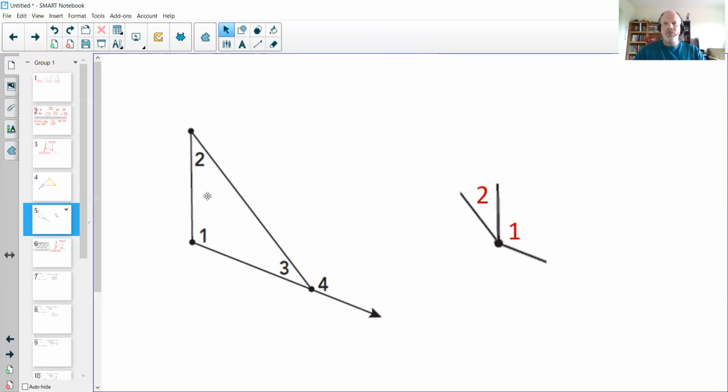And we can see that this is true because what I did right here is I cut out angle 1 and I put it right here. Then I cut out angle 2 and I put it exactly adjacent to angle 1. And then you can see that if I slide this over on top of angle 4, it fits perfectly. So angle 4 is the same as angles 1 plus 2. So that shows you why this theorem works.